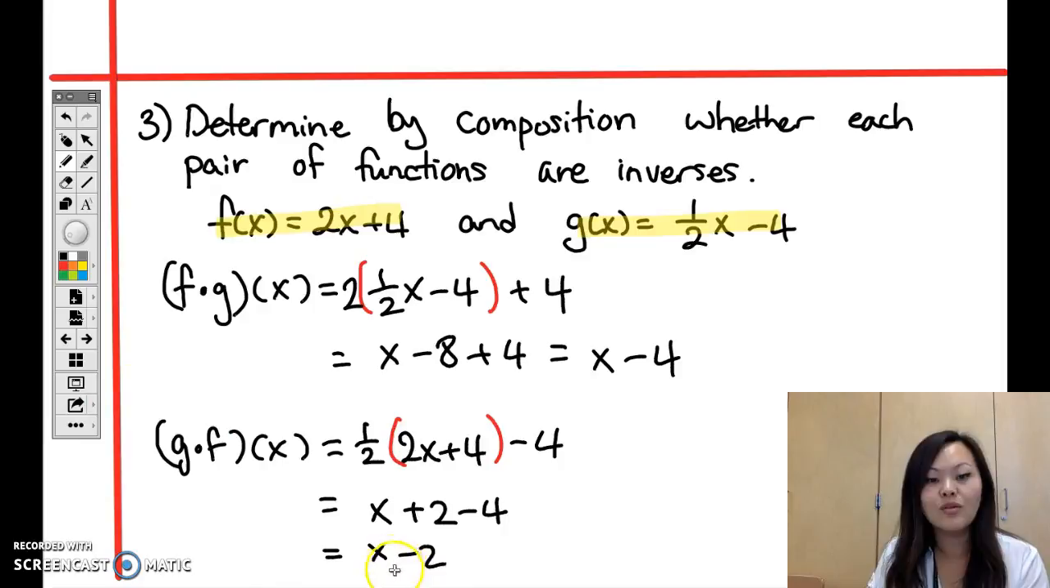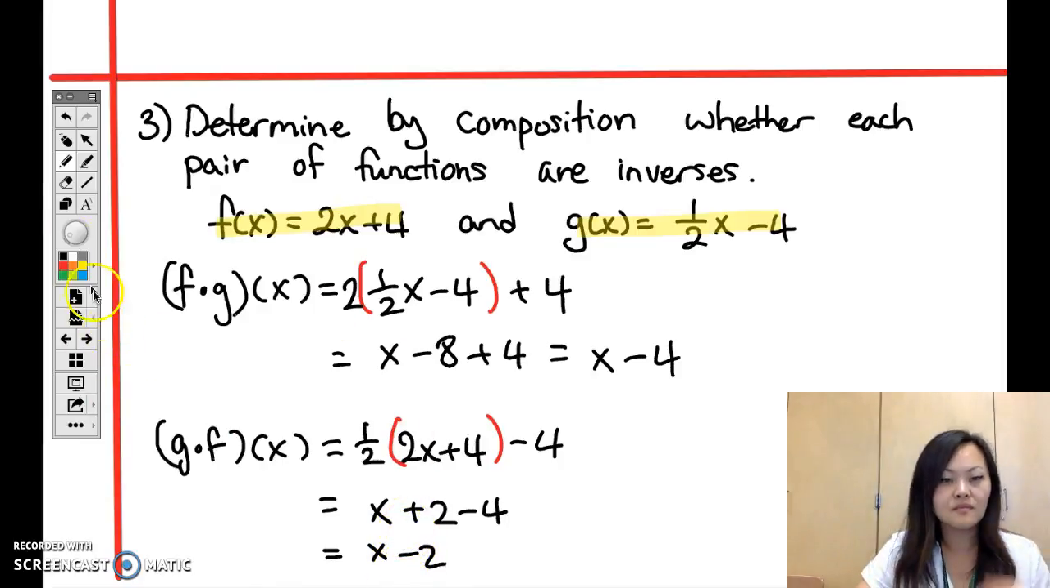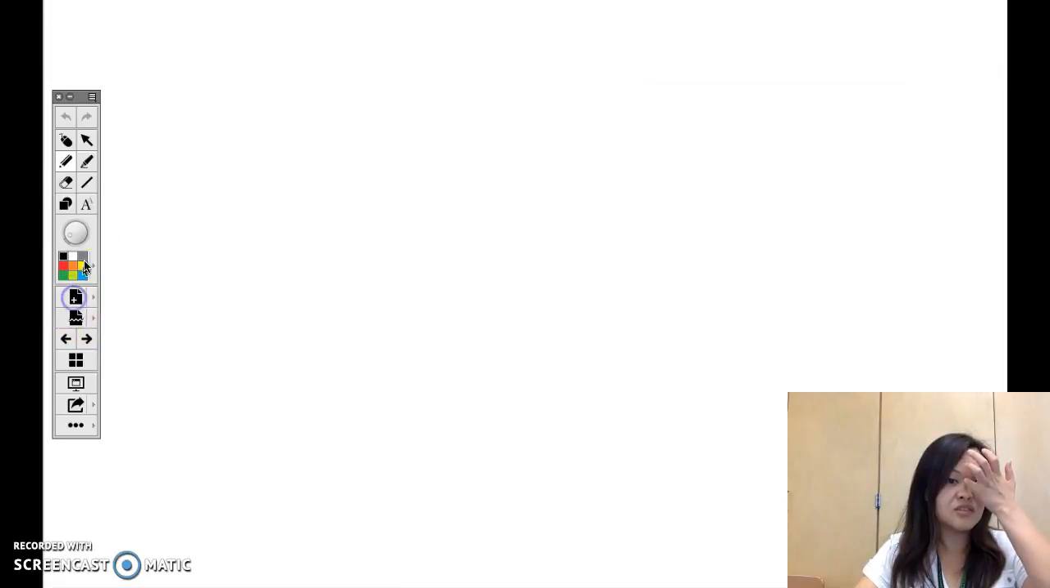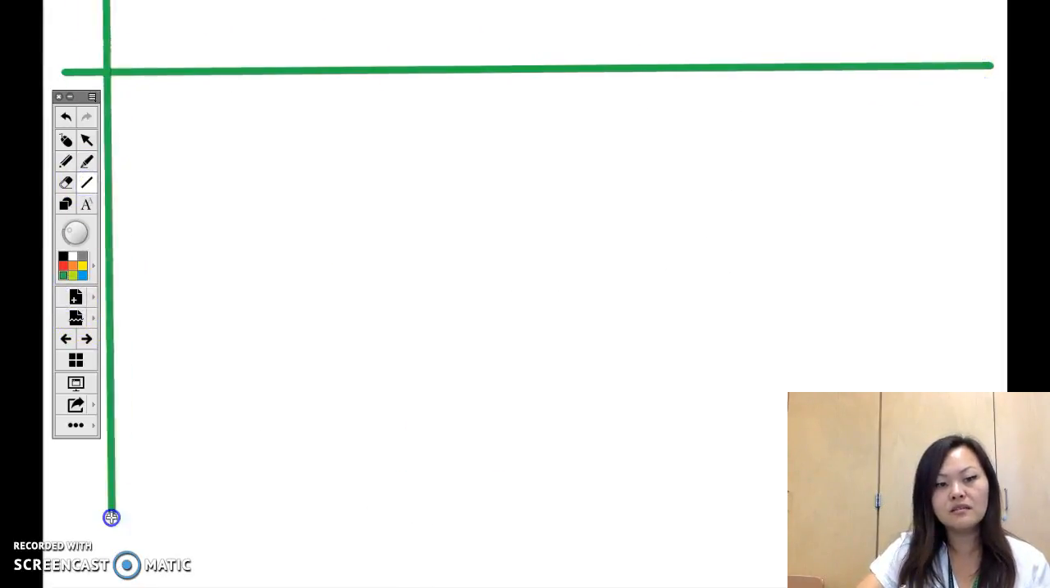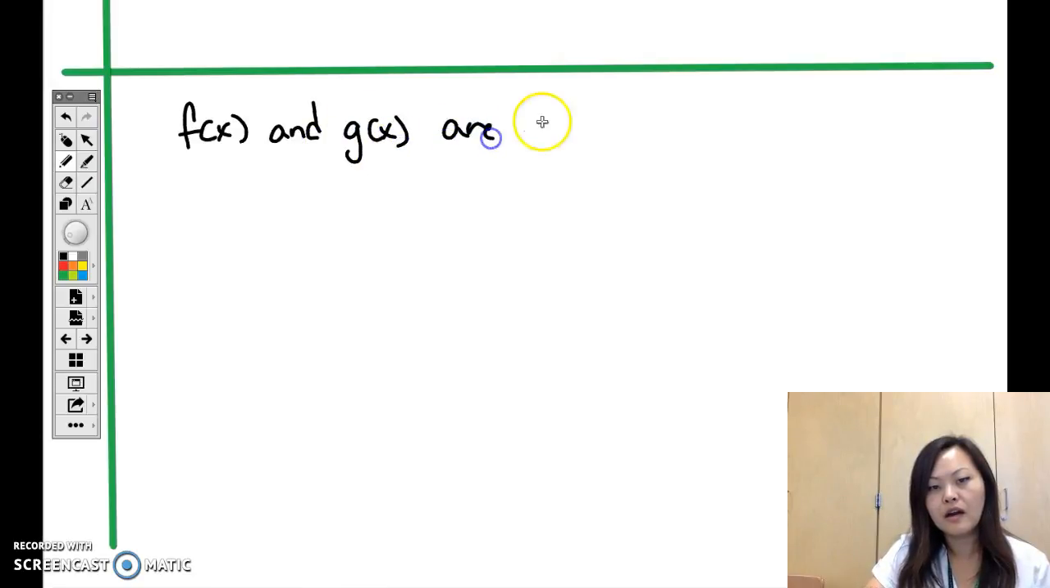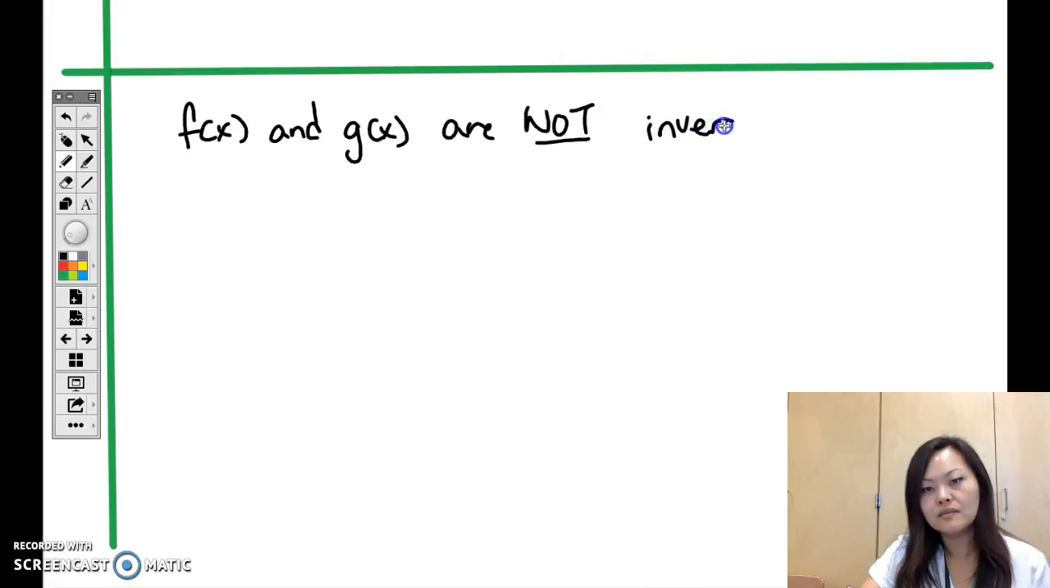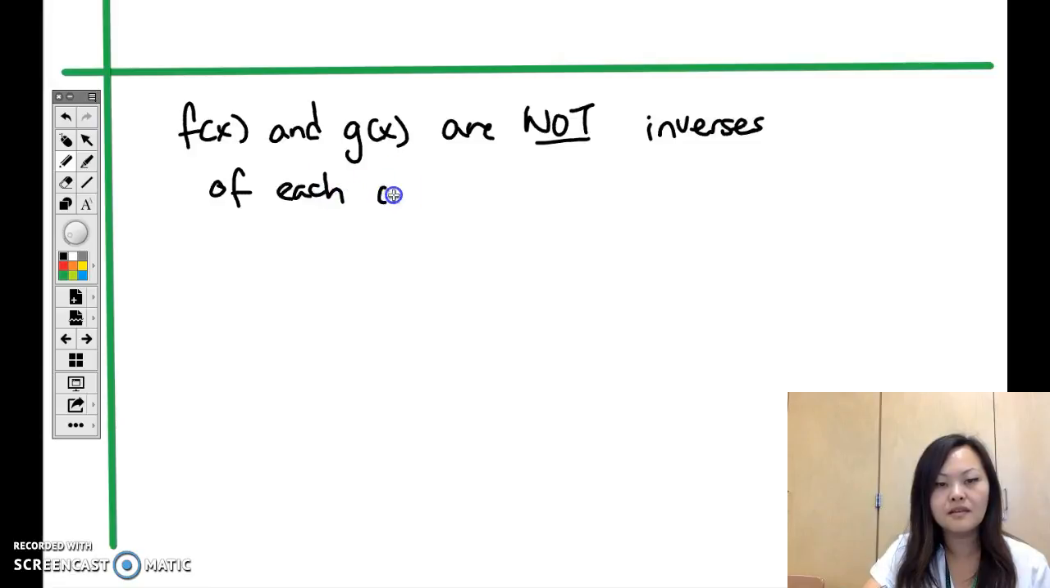Obviously, this is also not equal to x. So what is your answer for this one? I'm going to take you to a new page. The answer for that one is f of x and g of x are not inverses of each other. And that's it.